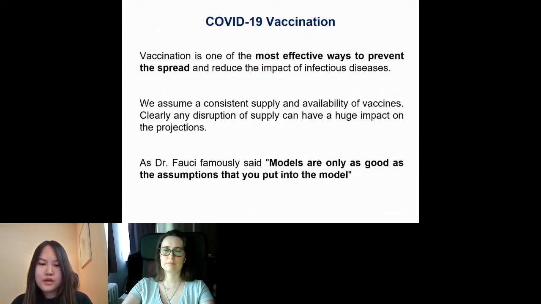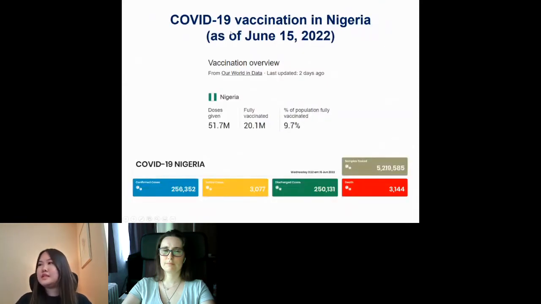So we know that vaccination is one of the most effective ways to prevent the spread and reduce the impact of infectious diseases. And we assume a consistent supply and availability of vaccines, which clearly, any disruption of supply can have a huge impact on projections. As Dr. Fritzi famously said, models are only as good as the assumptions that you put into the model. So here are the latest numbers of confirmed cases in Nigeria as of June 15th.